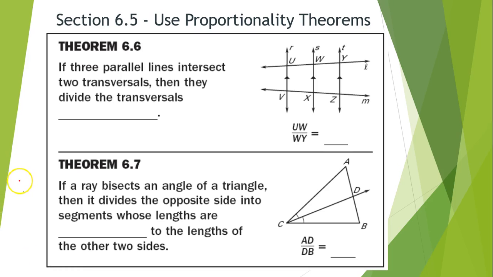Okay, on to the next two theorems. This 6.6 is very much like the previous one, but it says here, if three parallel lines intersect two transversals, then they divide the transversals proportionally, is what this is supposed to say.